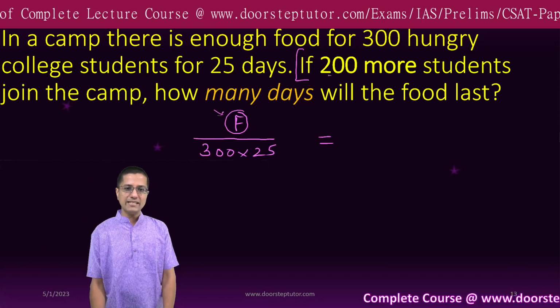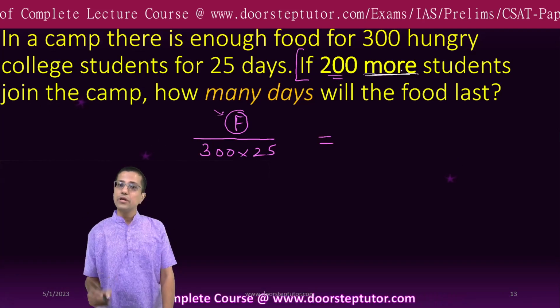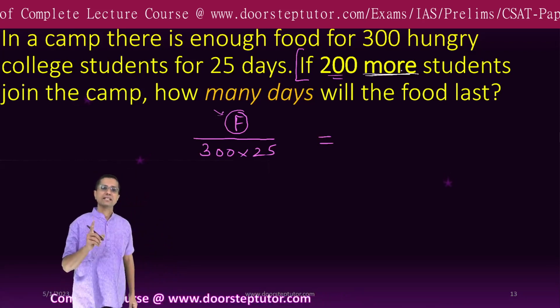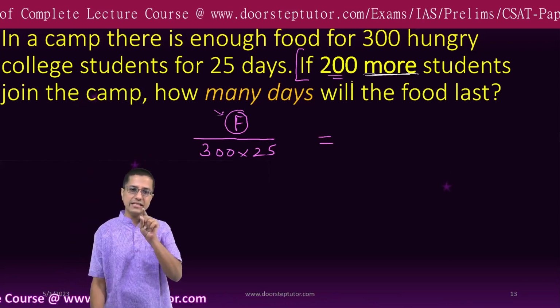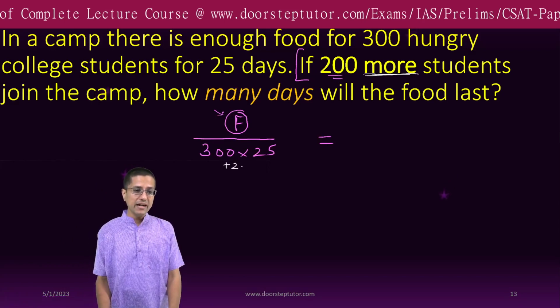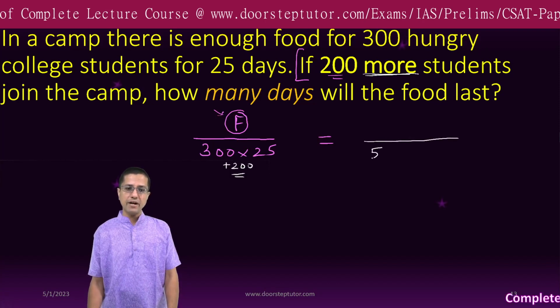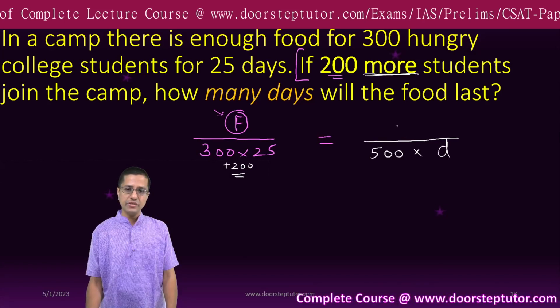What about the second case? 300 more students. See, that is the keyword here, more. A lot of students would make mistakes here. They'll just write 200. That is not the case. It is not 200. The number of students in the second case is 300 plus 200. So the number of students has now become 500, and we don't know how many days it will take for them to finish the food.